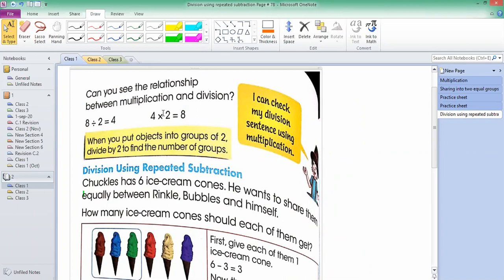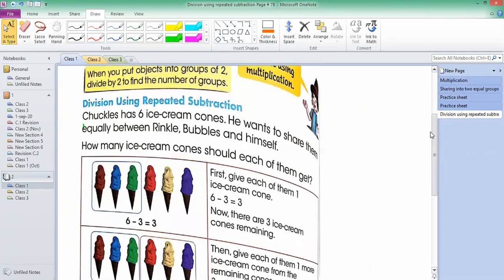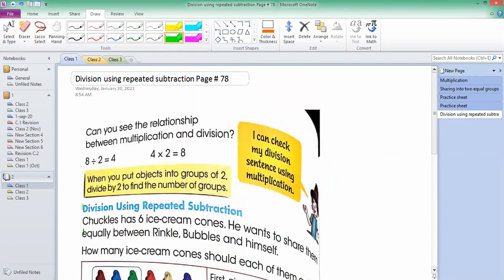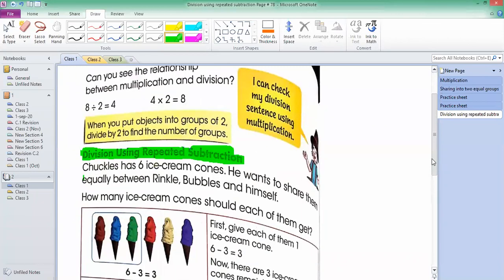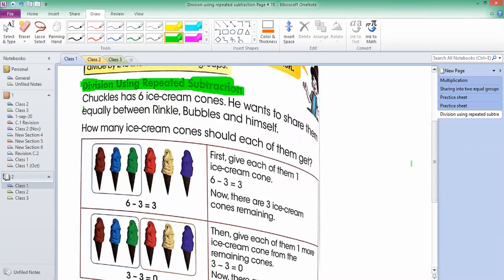Today our new topic is division using repeated subtraction. What we are going to do today, guys, is learn this method of division, how we can divide using the repeated subtraction method. Okay, this is also a method of division. We have learned about sharing into equal groups, and we can find out how to divide a number of objects into two equal groups or more than two equal groups. Today we are going to learn about division by using repeated subtraction.